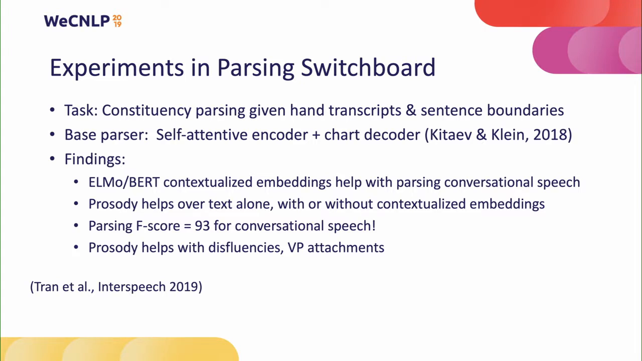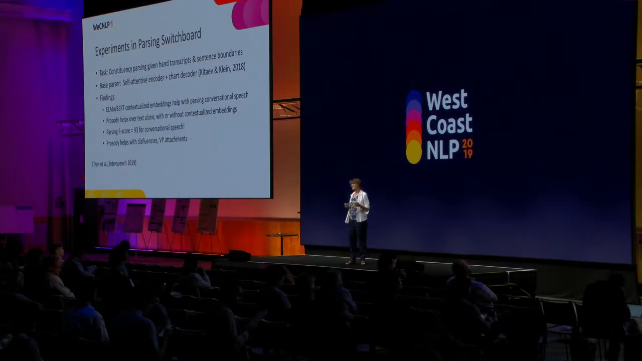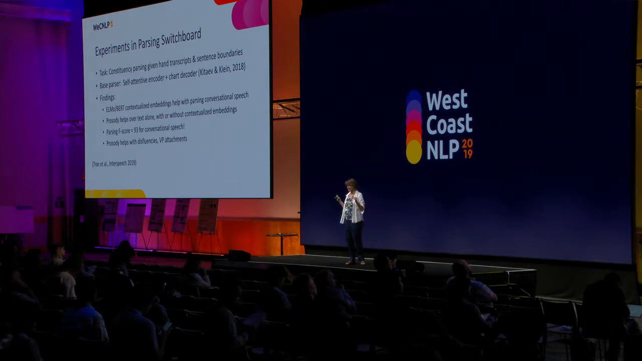And the interesting question is, you would think, well, they help everything, these contextualized embeddings. But there's a big mismatch here, because they're all trained on written text, and spontaneous speech is very different. It's got disfluencies, it's really informal. So will these embeddings help? In fact, they do. They help quite a bit. So we got a really strong baseline.